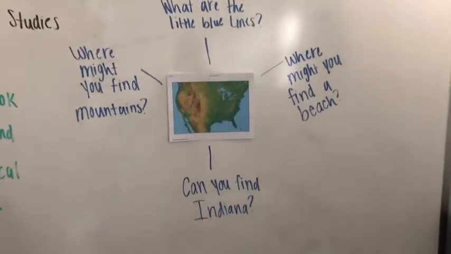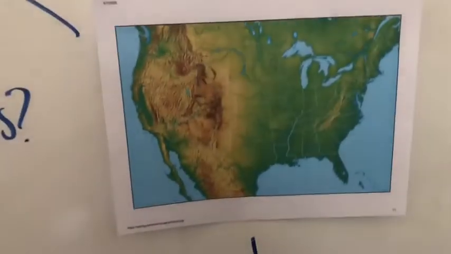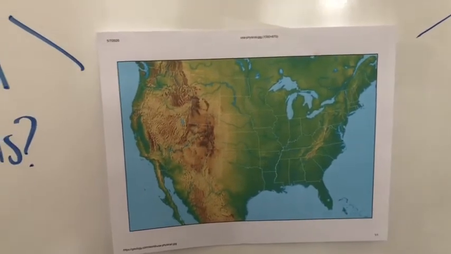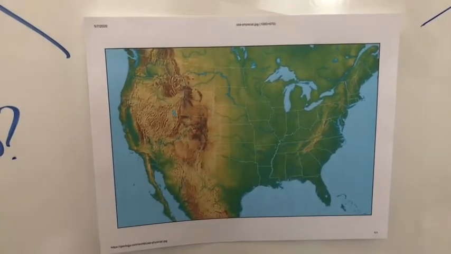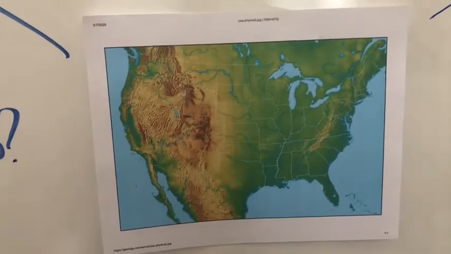So I'm going to zoom in and let you see what you can find. See if you can find a beach or the mountains, or if you can find Indiana, or if you know what the little blue lines on these maps mean.